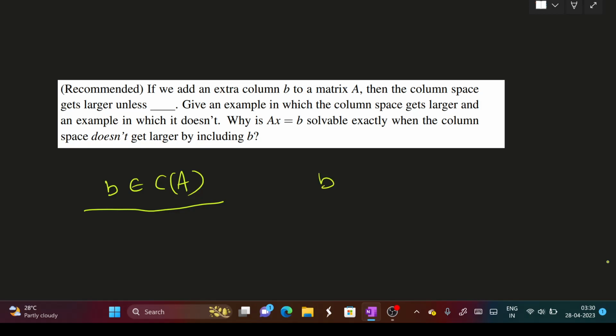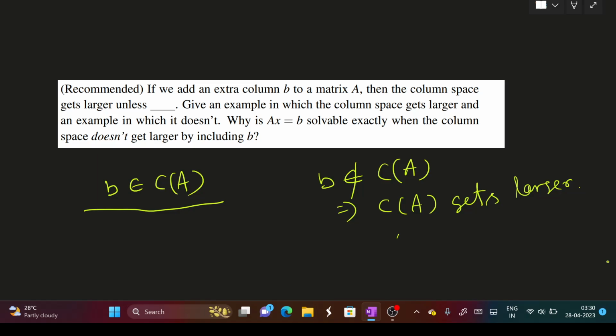If B is not belonging to C of A, that implies C of A gets larger with the extra column B. Okay, this is the situation. Now give an example in which the column space gets larger. And first of all this. So here it gets larger, this case.